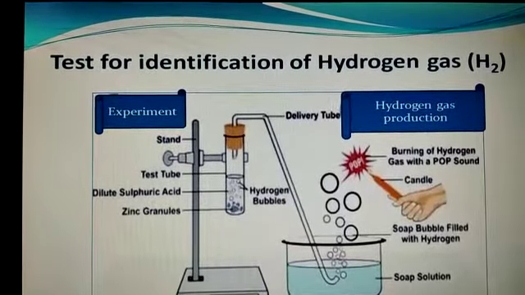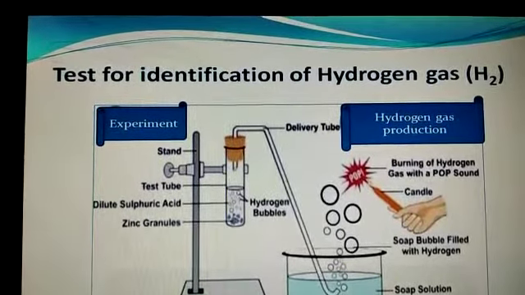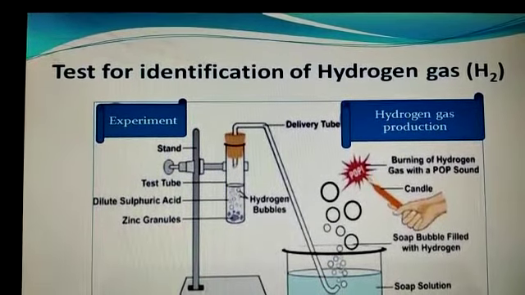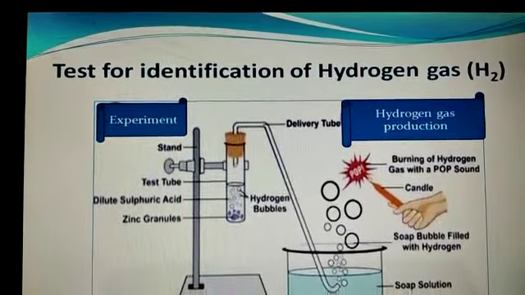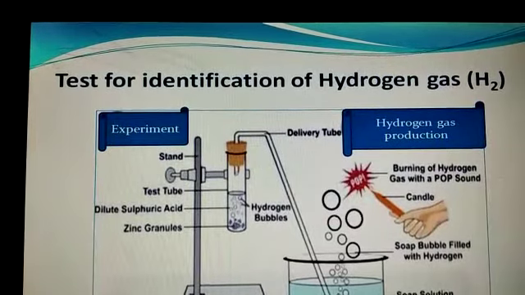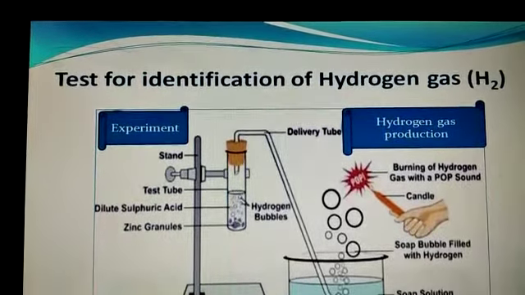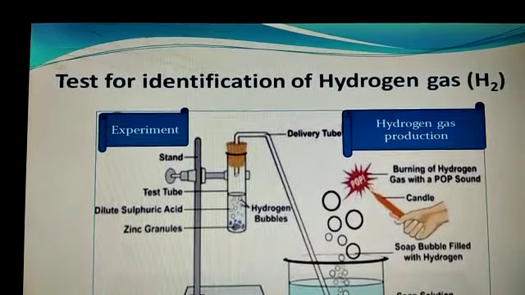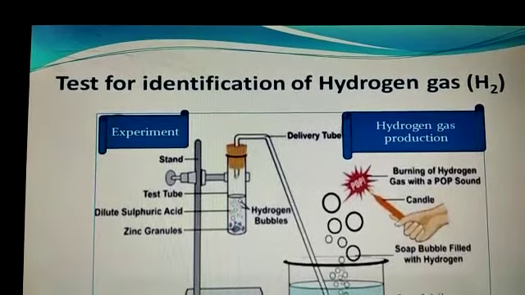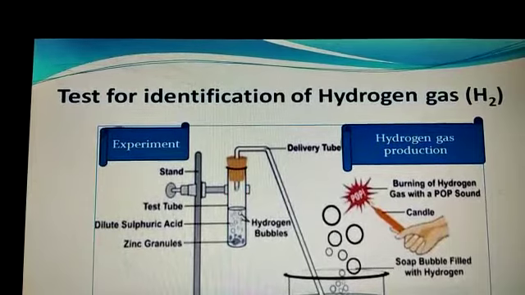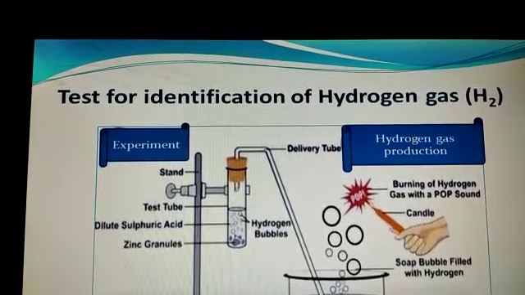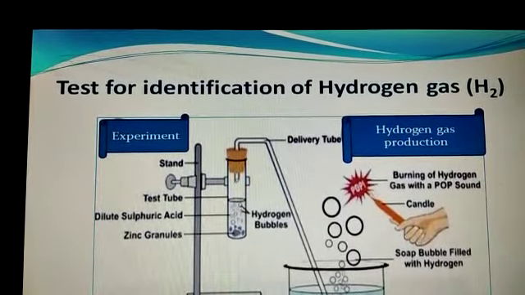So these were the chemical properties of the acid. In the grade 8 book, the identification tests for hydrogen gas and carbon dioxide have been given. We'll perform this experiment in the school lab, but right now I will explain these identification tests with the help of pictures.